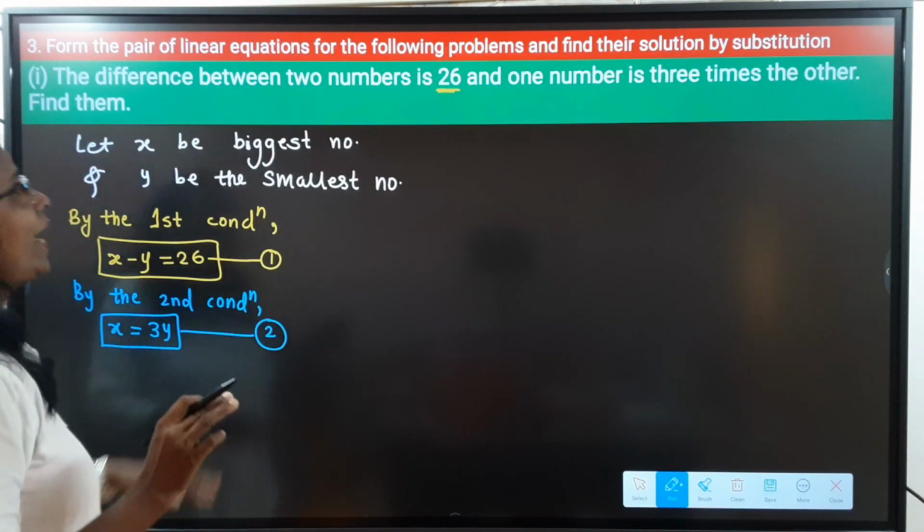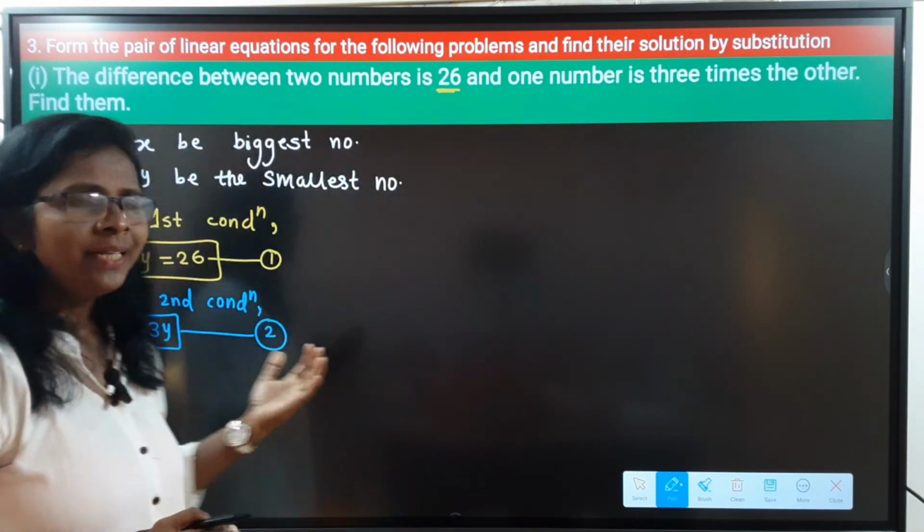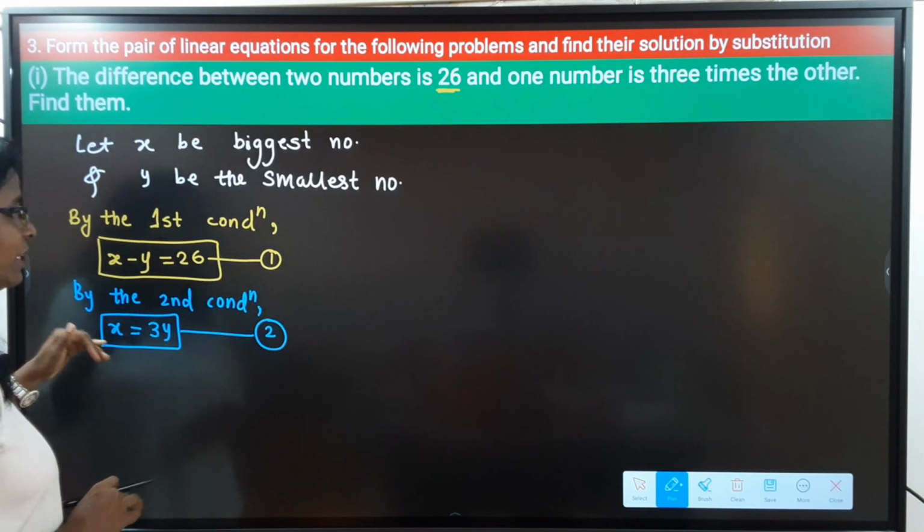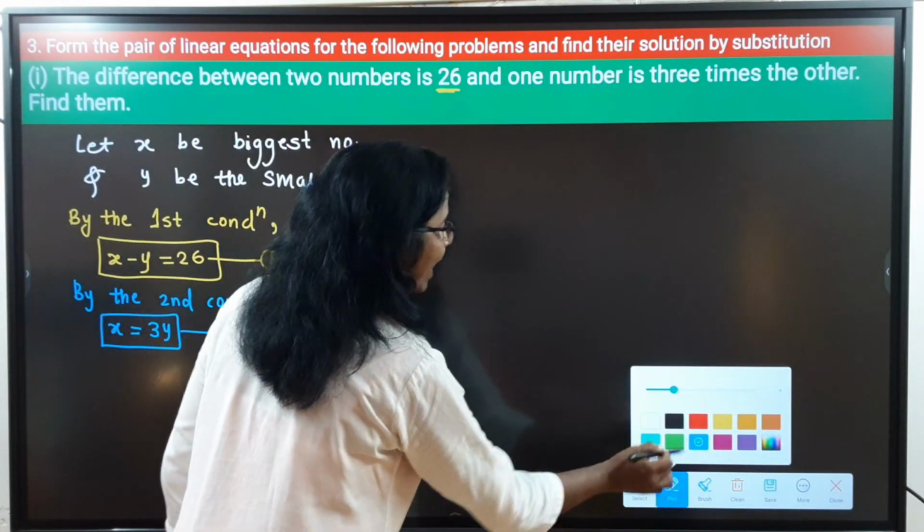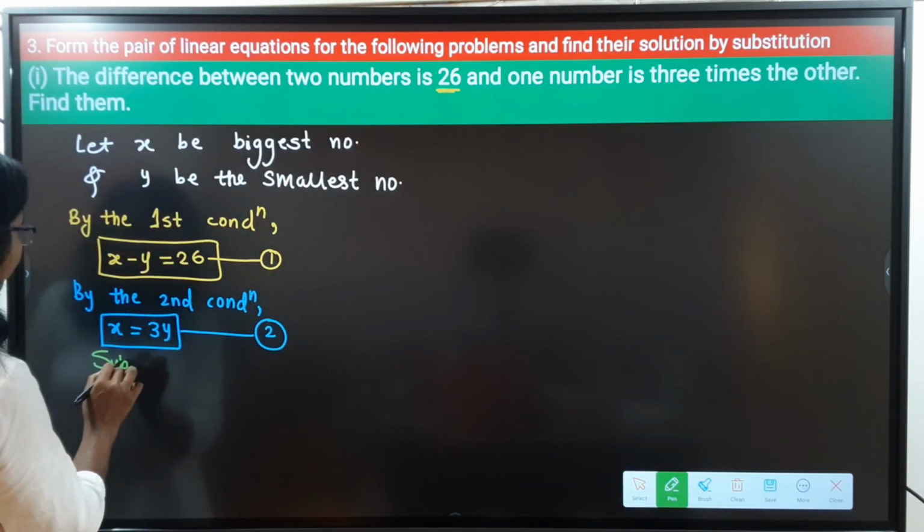Okay. So here we have to solve. We get the equations, students. Now we have to solve these two equations with the help of the substitution method. So I write here: substitution method.